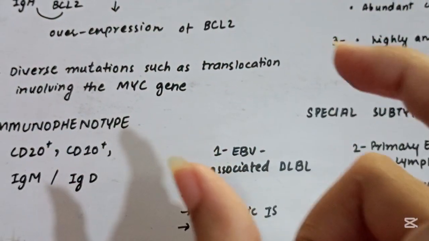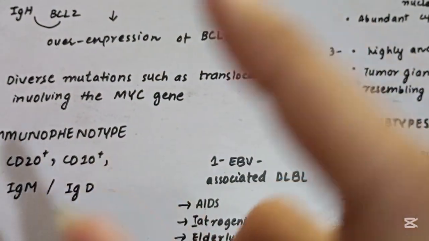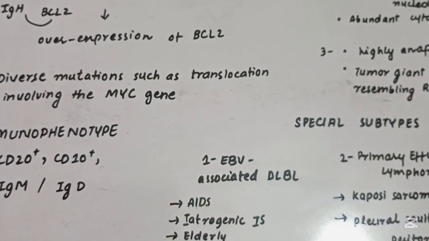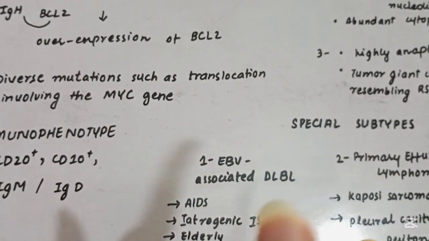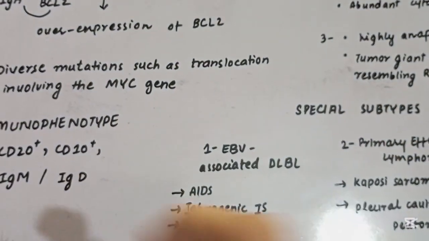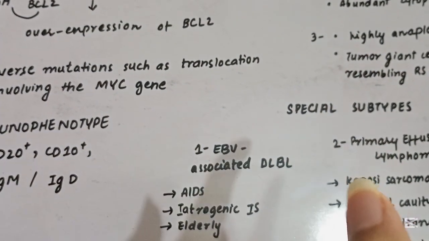Next, we have the immunophenotype. These neoplastic cells have the CD20 marker as well as the CD10 marker, and we know that the CD10 marker is a marker of germinal center B cells. We can also have IgM or IgD immunoglobulins.